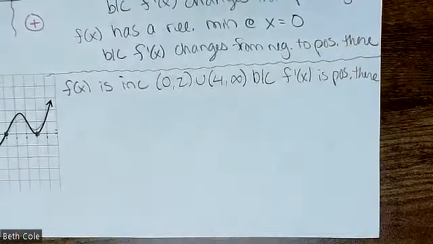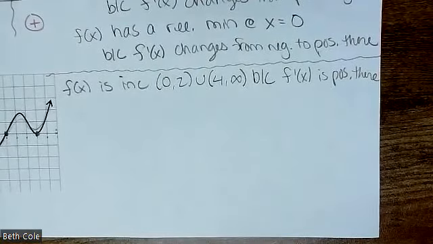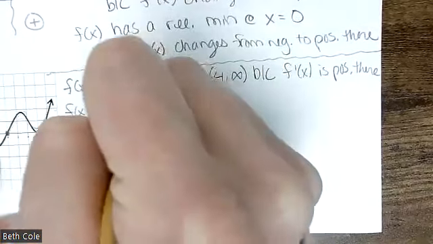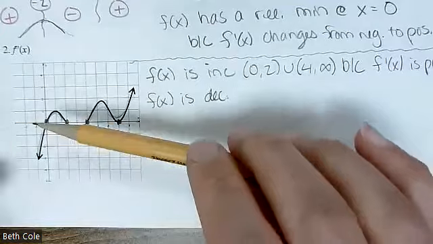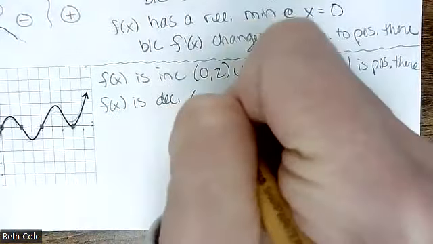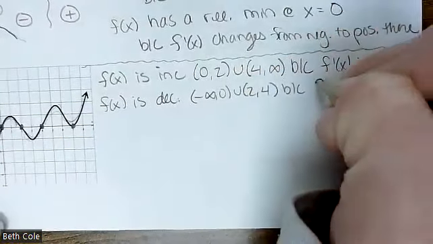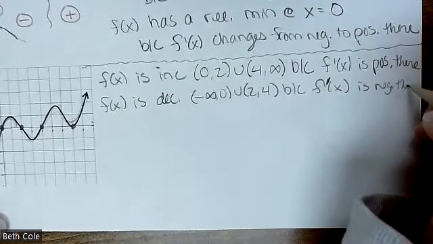I'm going to just try and fit that in so I can fit all my sentences. I should learn to write smaller. All right, the sibling statement. F of x is decreasing wherever the derivative is negative, so below sea level. So that would be negative infinity to 0, good. And union to, good, you guys have got this. Because f prime is negative there.